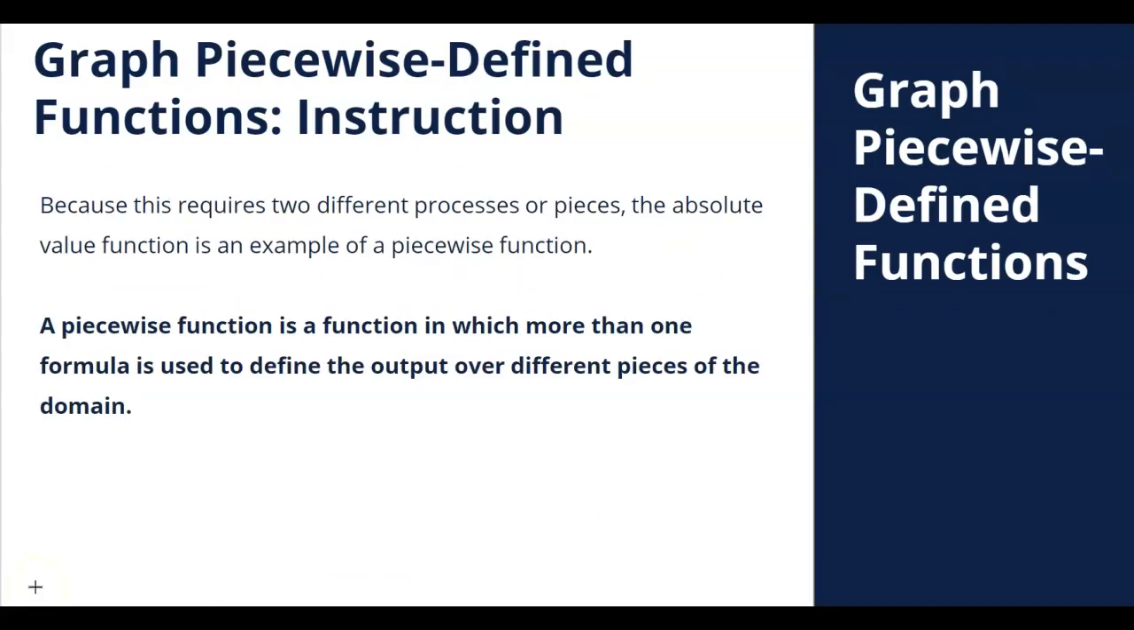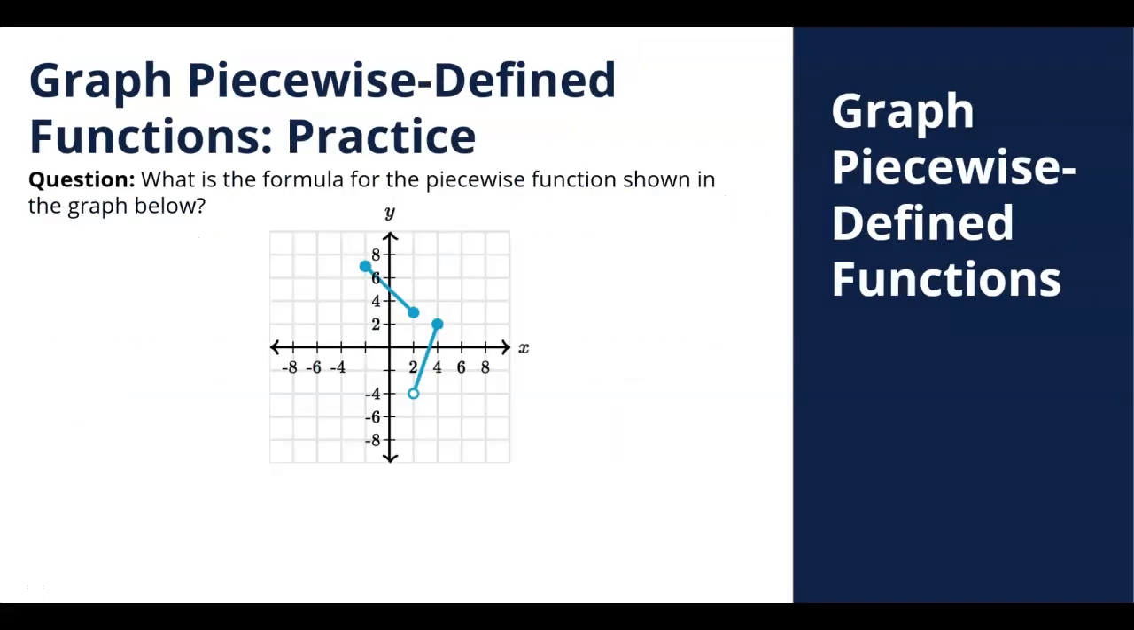Because this requires two different processes or pieces to process the function, the absolute value function is a good example of a piecewise function. So generally, a piecewise function is a function in which more than one formula is used to define the output over different pieces of the domain. Now, the graph that you see here is an example of a graph of a piecewise function.